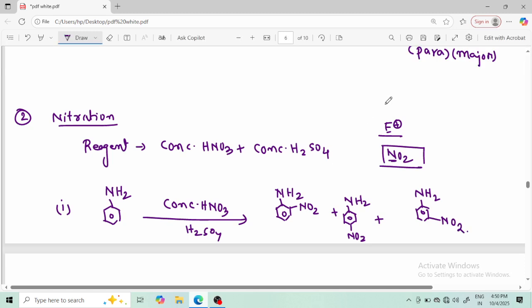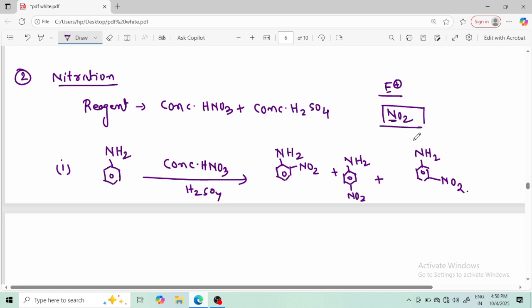Okay, so now what to do so that the major portion is ortho and para product. Now if I give you just percentage wise, so let's say this is 51%. Okay, this one is 48%, sorry, I'm just giving you a rough idea, and this one is just 1 to 2% like that. But we need ortho product in major amount, right?